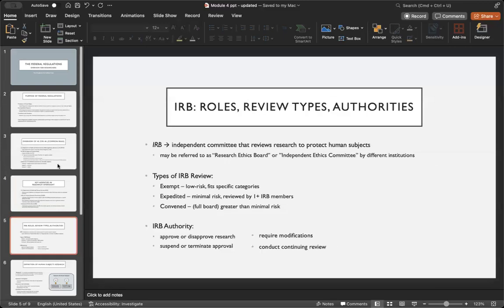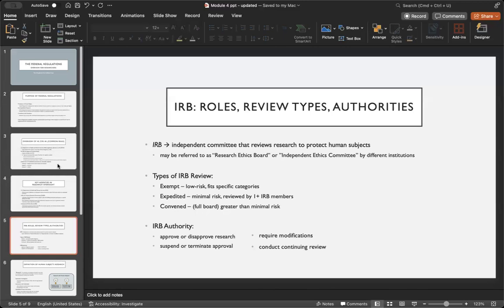And to talk a little bit more about the IRB, which is an independent committee established to protect the rights and welfare of human research subjects. Depending on the institution, an IRB may also be called a research ethics board or an independent ethics committee.